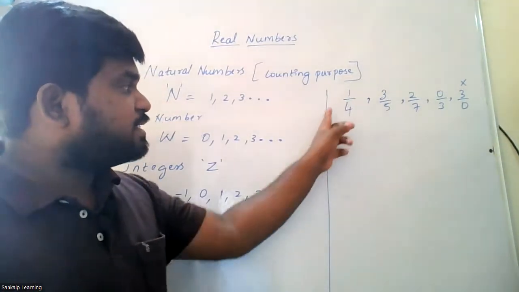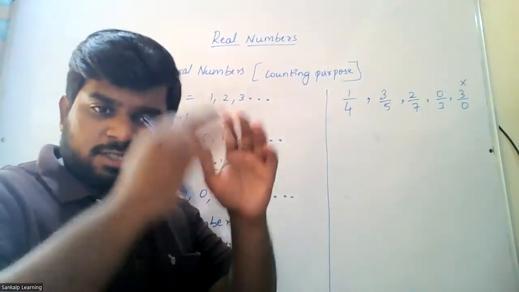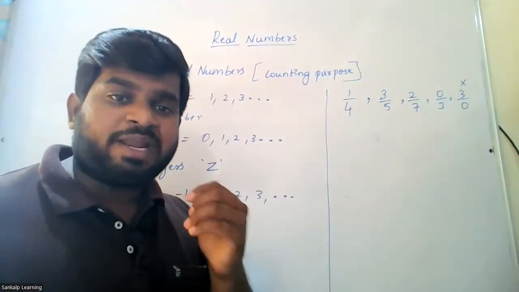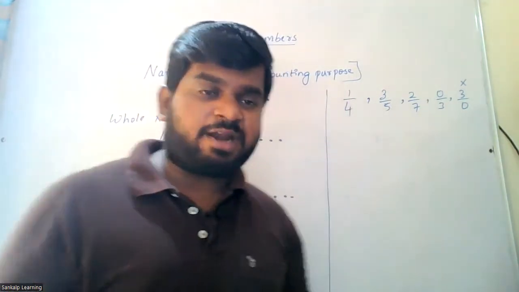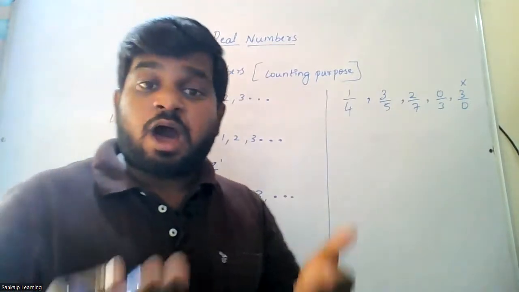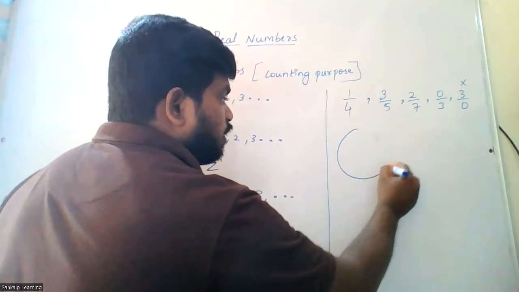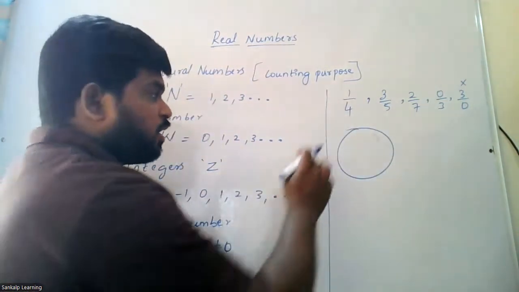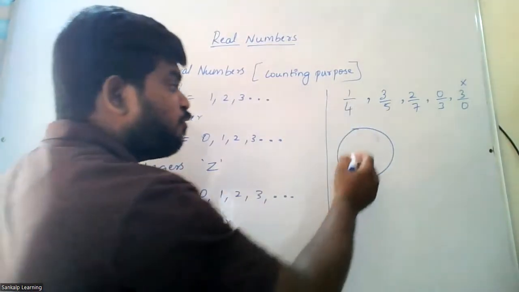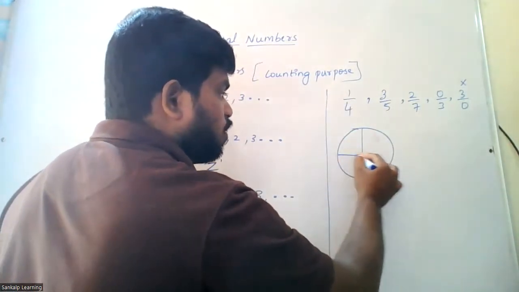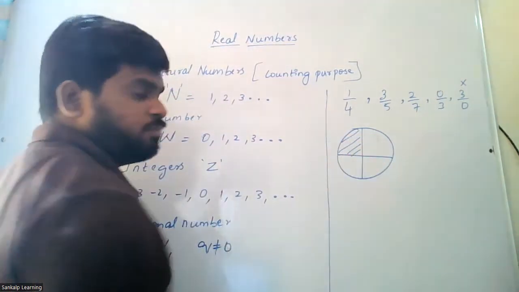Basically, this denominator tells you the complete thing, the apple or chocolate, whatever it is, the whole thing is divided into how many equal parts. The denominator tells you how many equal parts the whole thing is divided into. And the numerator tells how much we have taken. Okay, for example, let's take a cake like this. Okay. Now, the denominator is telling you the cake is divided into 4 pieces. Okay. So, 1 by 4, I'm taking only 1 piece out of it.